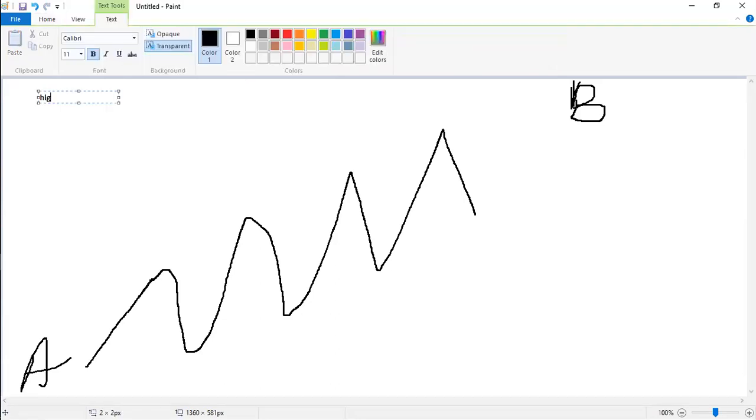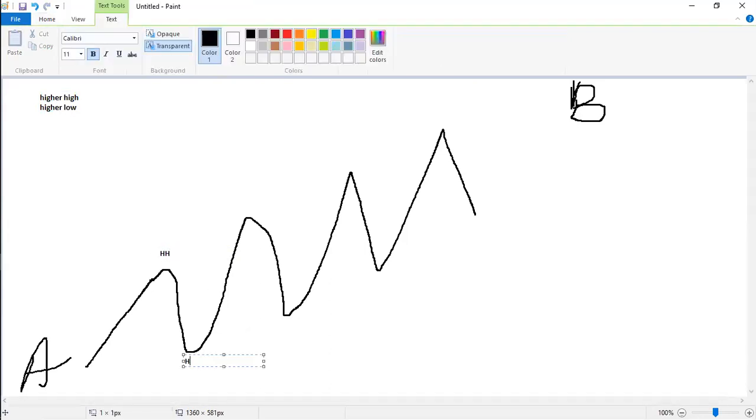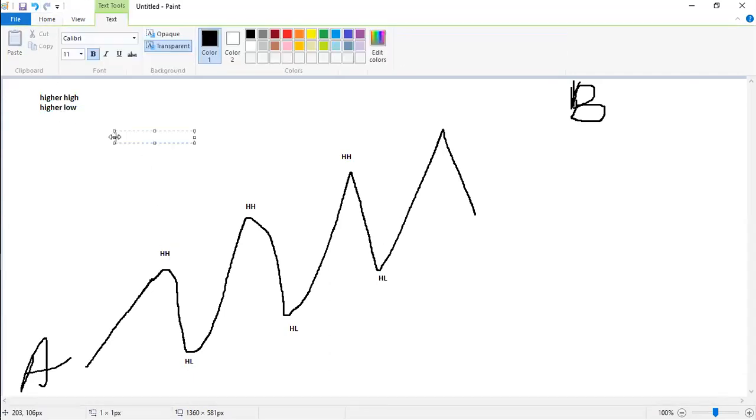That's a higher high and a higher low. That's why we usually use the abbreviation HH for higher high, and HL for higher low. So that's how the market moves. When the market is going up in an uptrend, we're getting higher highs and higher lows. Now let's go deeper.